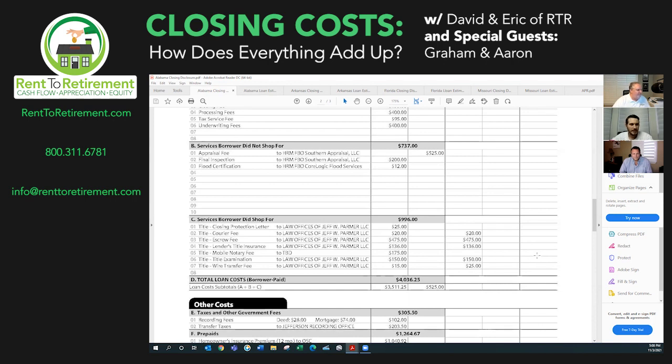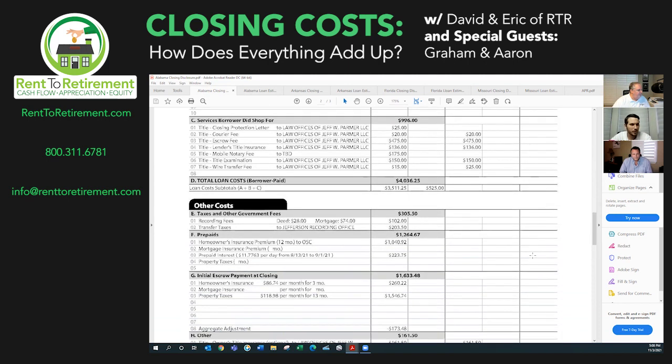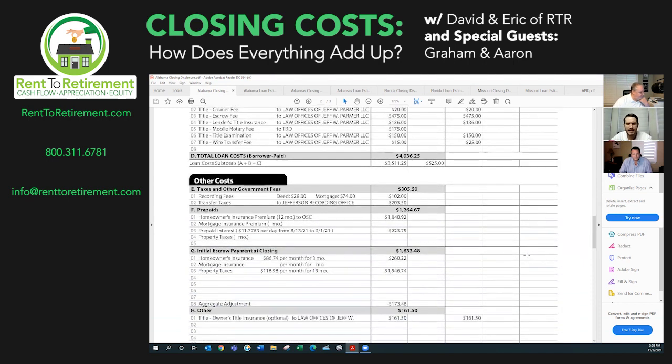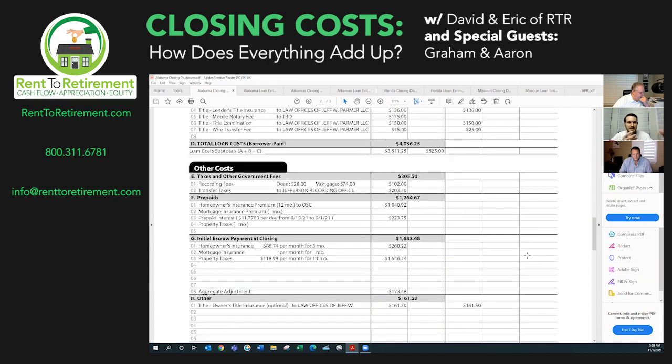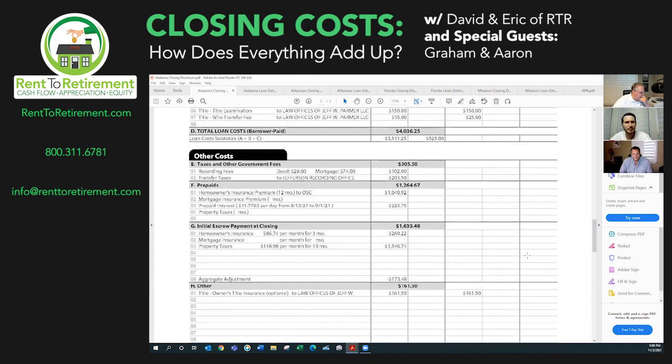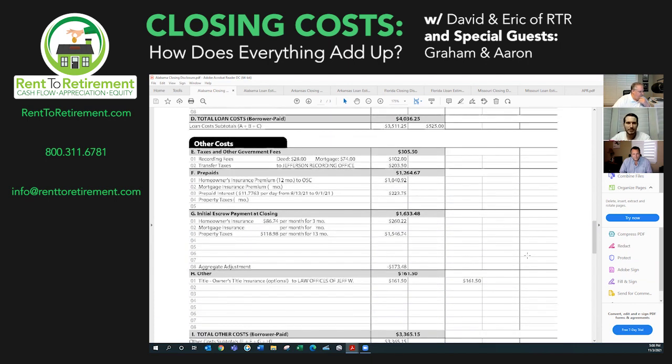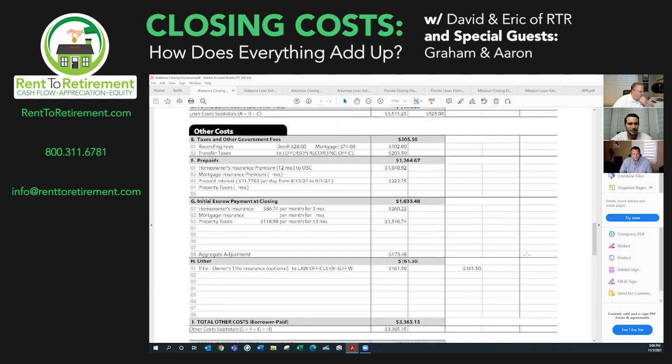Exactly. And then section E again, which kind of trails off that, is again our recording fees, any transfer taxes, any state taxes, city stamp tax, anything in that regard is now fully accurate and finalized there. So we see that that's come in. Section F and G are again our prepaid items and the escrow items.